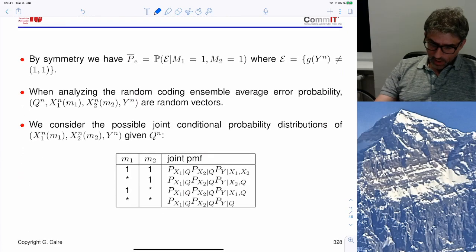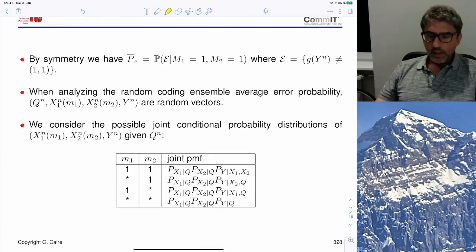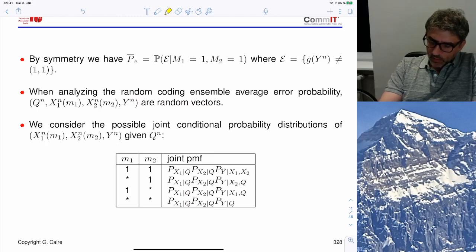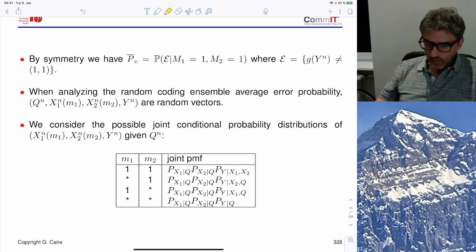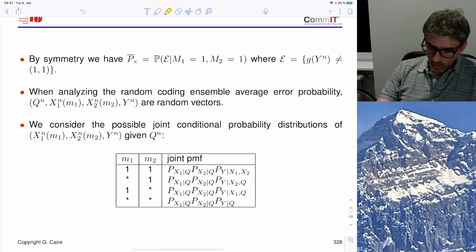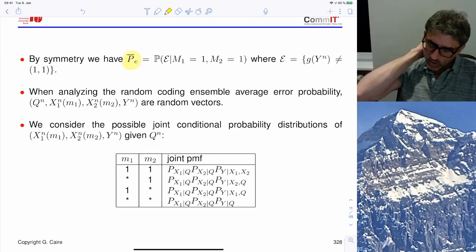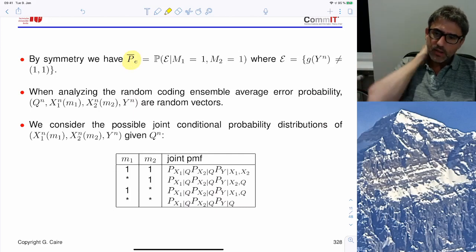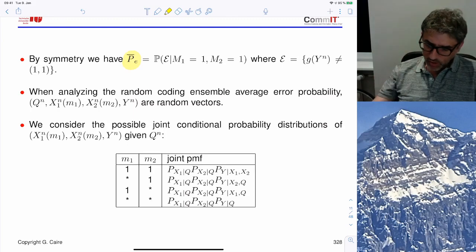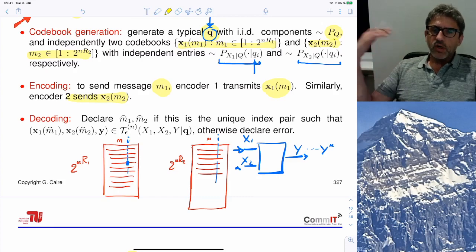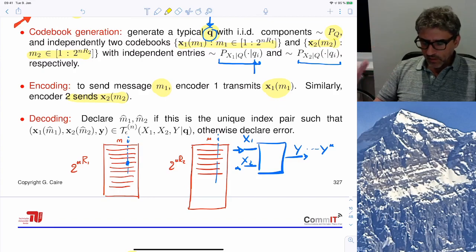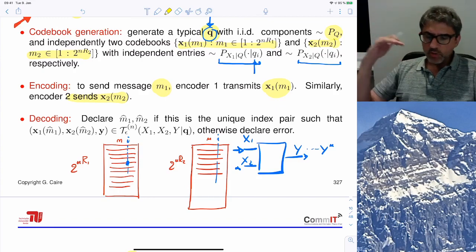With an argument that you can work out by yourself, completely analogous to the argument that we used in the proof of the channel coding theorem for a single user channel, we can consider the ensemble average error probability, denoted as P with an overline. What is ensemble average? Remember, ensemble average means averaging also over the generation of the random codebook. So it's not only the average error probability for a given code, it is the average over all possible random codes.